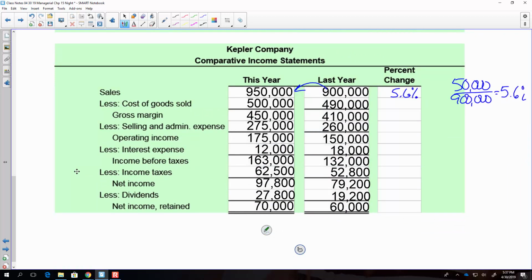Cost of sales, 10,000 difference over 490. That's pretty good. The Trump tariffs didn't hit us too bad, right? So we got 10 over 490. That's only a 2% change, 2.04.